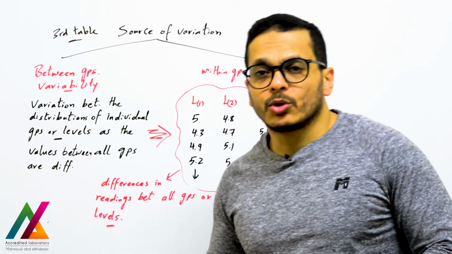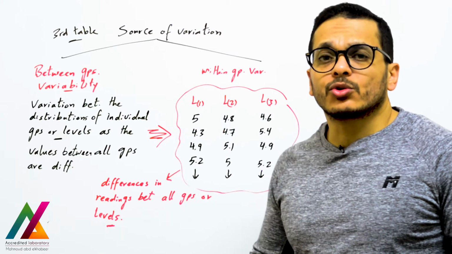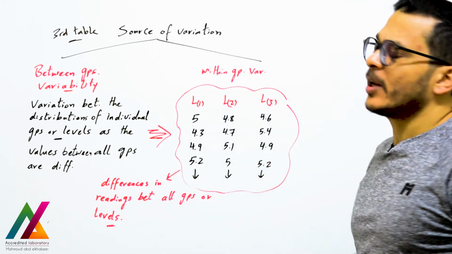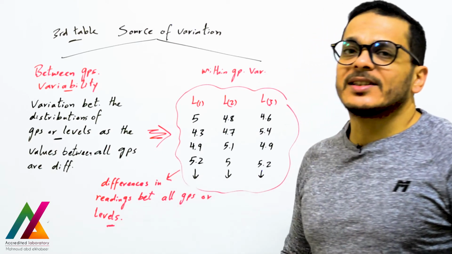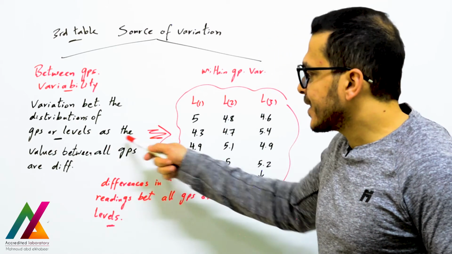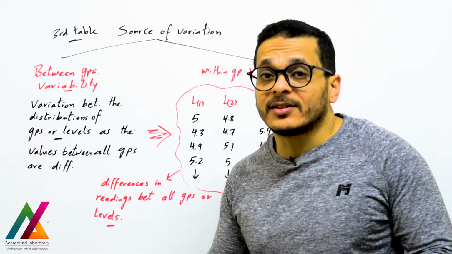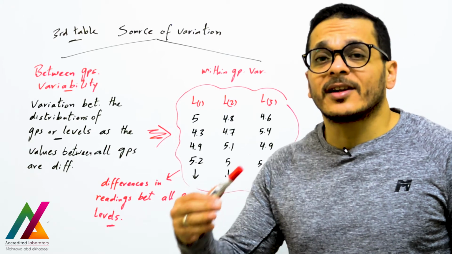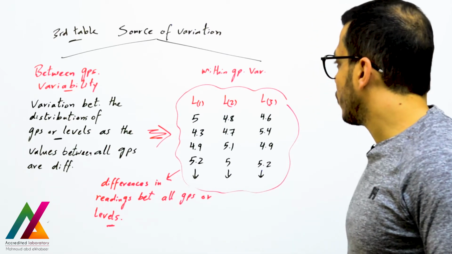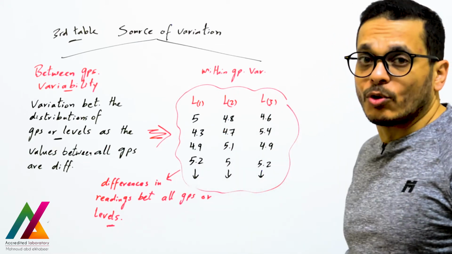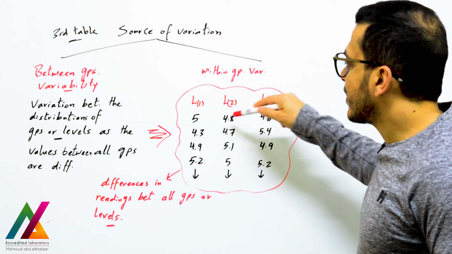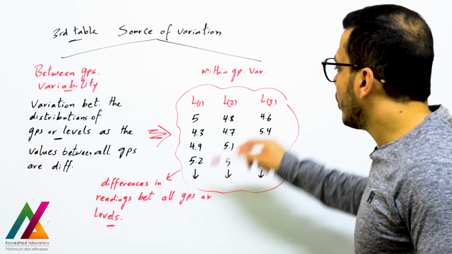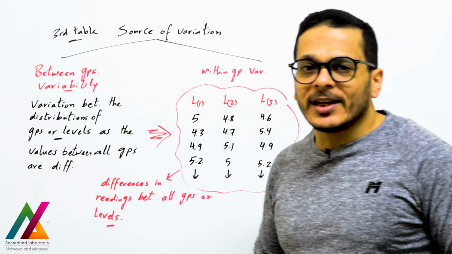The third table and the most important table is the source of variation. And the sources of variation for any test or study are only between groups variability and within group variability. Between groups variability is the variation between the distributions or readings of groups or levels, as the values between all groups or levels are different, because if you have different instruments, for example, used to analyze the same target analyte, and you run replicates of spiked samples to compare the performance of all of them, you will get different results for all groups. This will be one instrument, this another instrument, this another instrument, and there will be differences in readings or results between all of these, and that is the between groups variability.